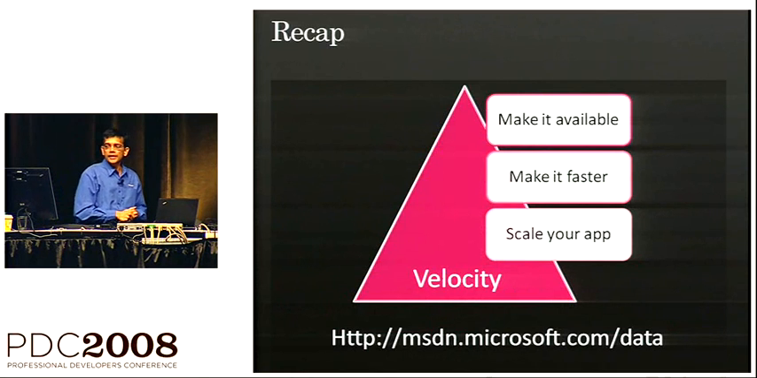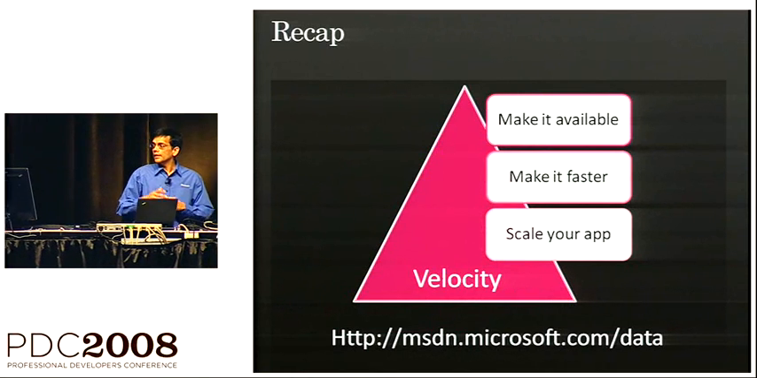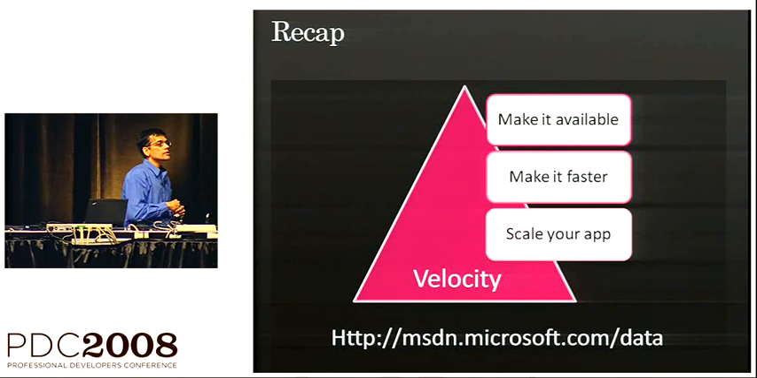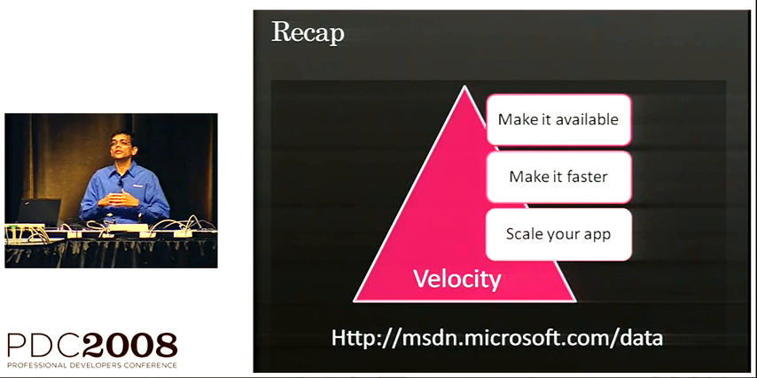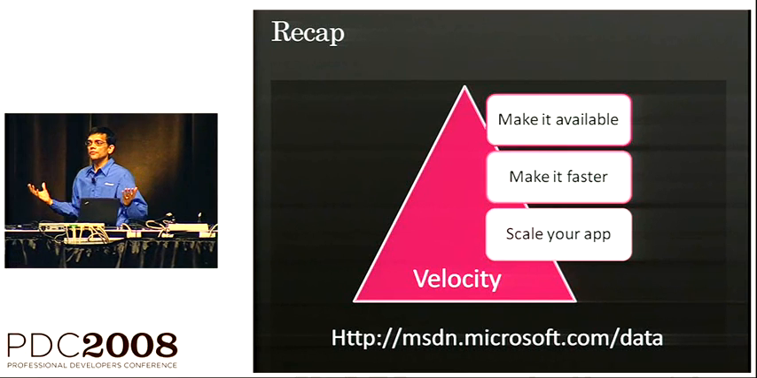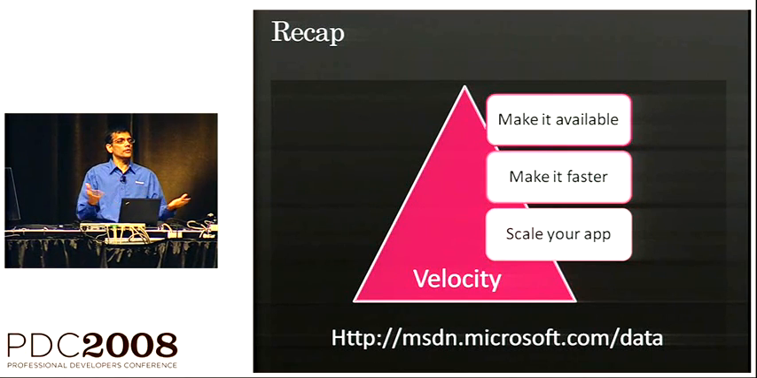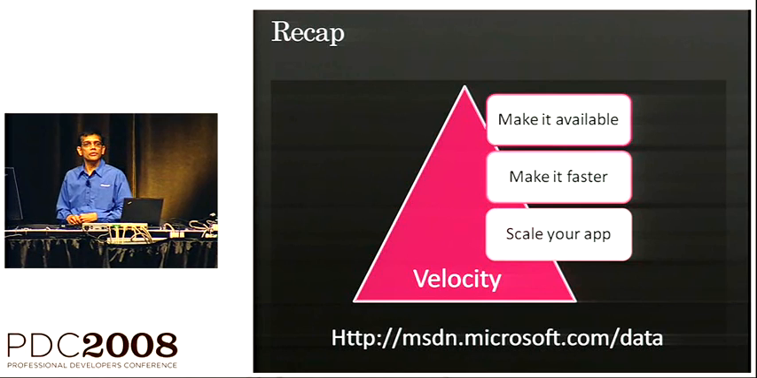So, a recap of the slides. What Velocity can do is help you scale your app, make it faster, and make it available using all these features. And as I said before, all the V1 features are free, so you can actually use it. You just install it on your boxes that are maybe just sitting idle, install Velocity on all of them, make a cache cluster, and improve your app performance.